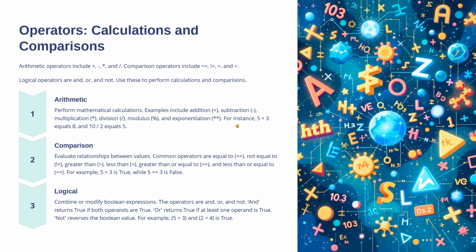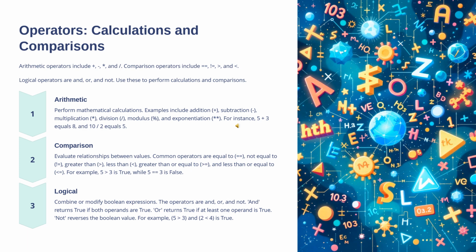Arithmetic operators perform mathematical calculations. Examples include addition (+), subtraction (-), multiplication (*), division (/), modulus (%), and exponentiation (**). For instance, 5 + 3 equals 8, and 10 / 2 equals 5.